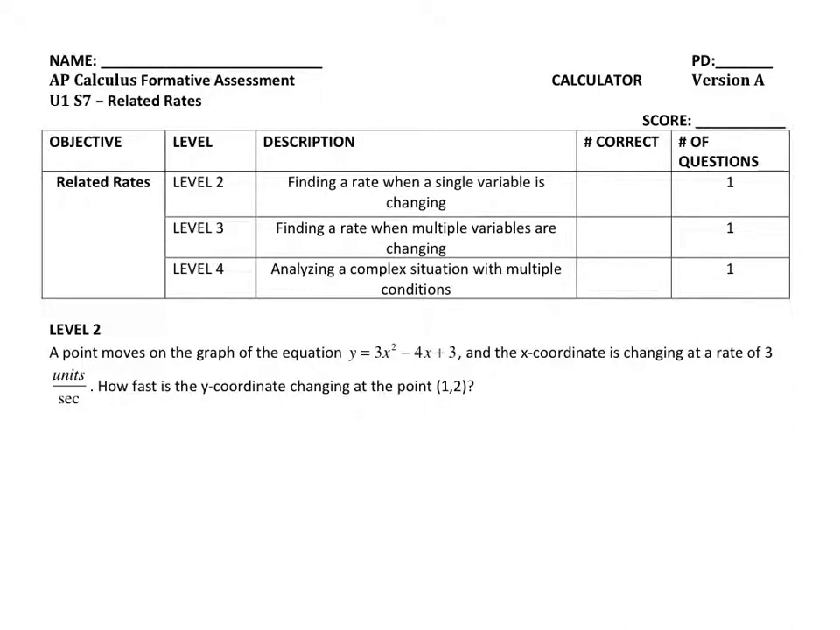This video is for the Unit 1, Objective 7, Formative Key on Related Rates. As we saw in class on Related Rates, we are working really hard to keep this topic manageable because it can really blow up. But there are some keywords and phrases that help us to best understand when they're related rate questions.